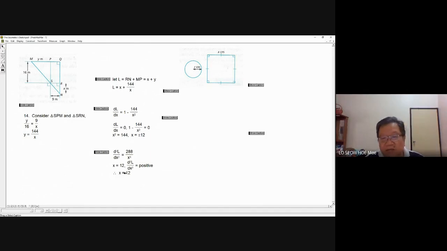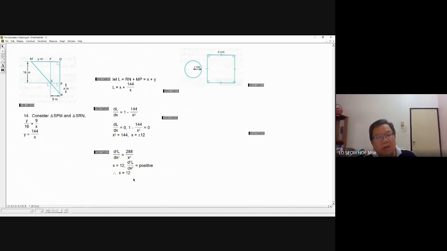They just asked us to find the value of X. So that's all. Now, if the question asks to find the minimum value of L, then you have to substitute back and find the value of L. Otherwise, you just stop here.